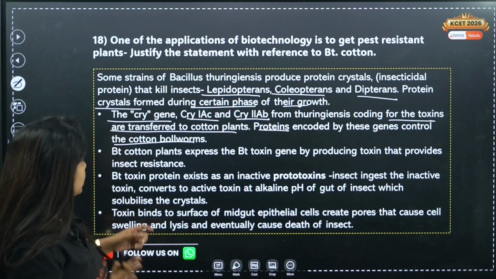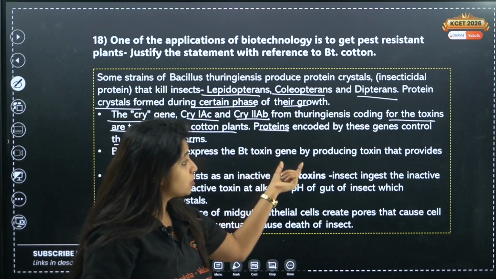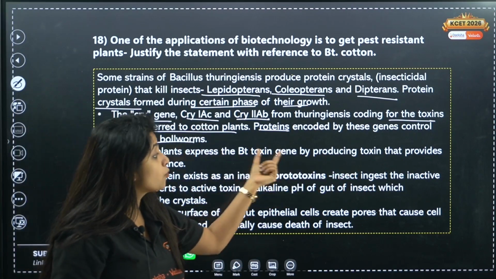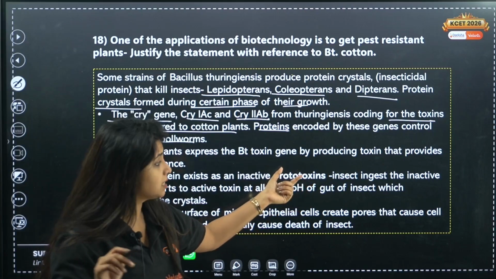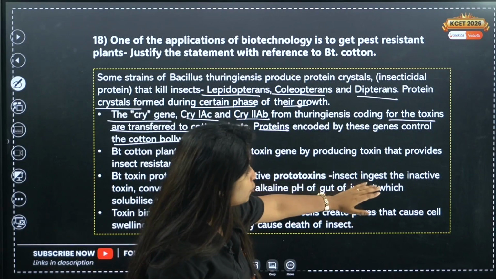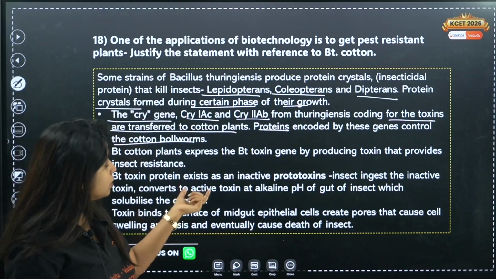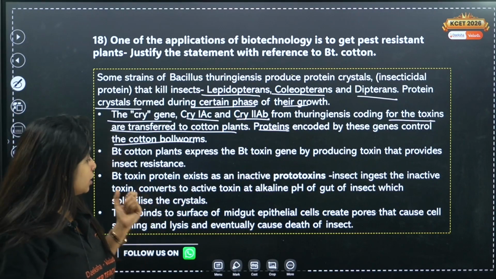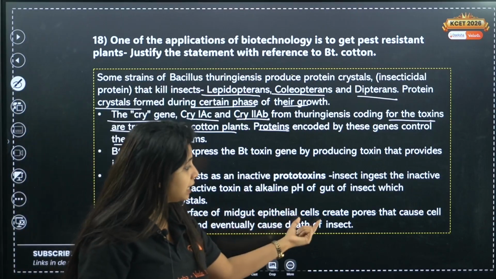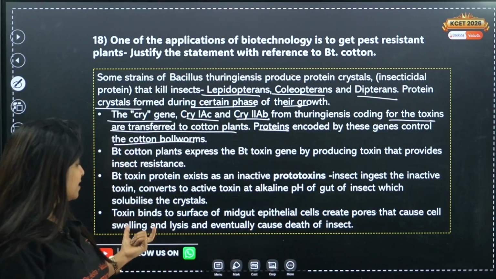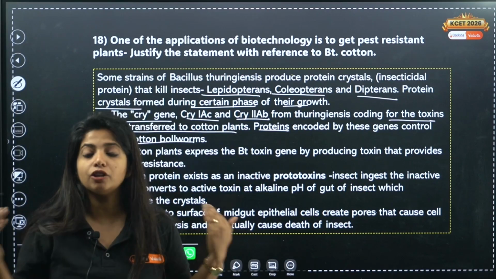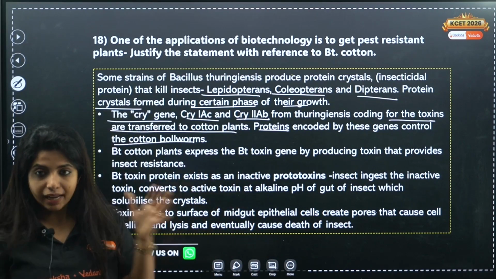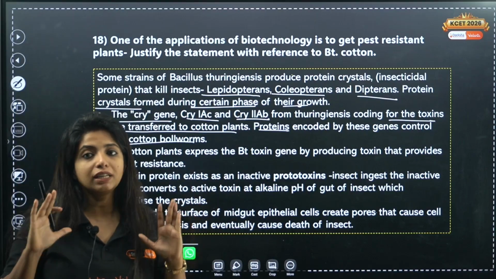I'll explain all this, don't worry. Now Bt cotton plants express the Bt toxin gene by producing toxin that provides insect resistance. It exists as inactive protoxin, please remember. It exists as inactive protoxin. The insect ingests the inactive toxin, which converts to active toxin at the alkaline pH of the insect's gut, which solubilizes the crystals. Now, the toxin binds to the surface of the midgut epithelial cells and creates pores that cause cell swelling and lysis, and eventually the death of the insect. There will be cell swelling because a lot of things will be inserted. There will be lysis, the cell will be lysed, and eventually there will be death of the insect as well.